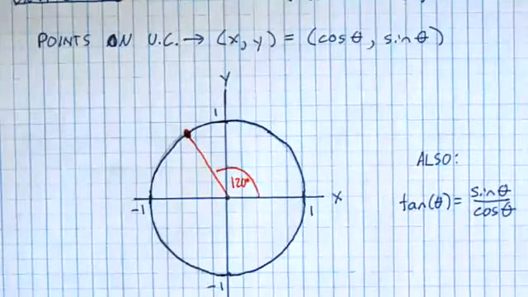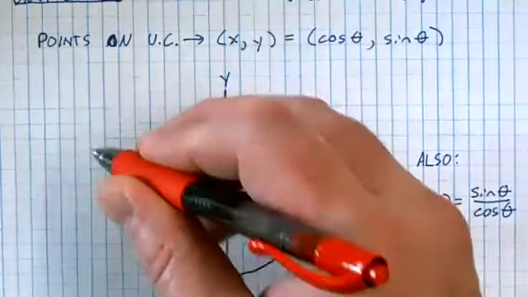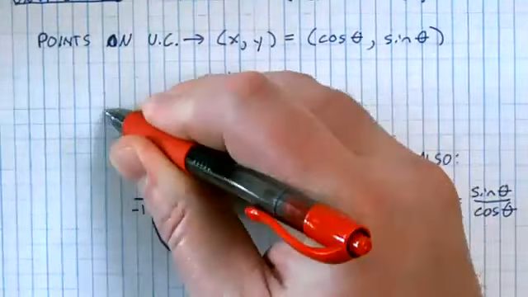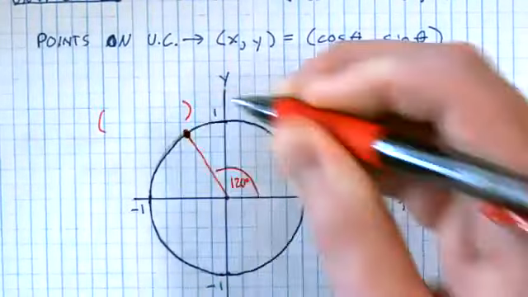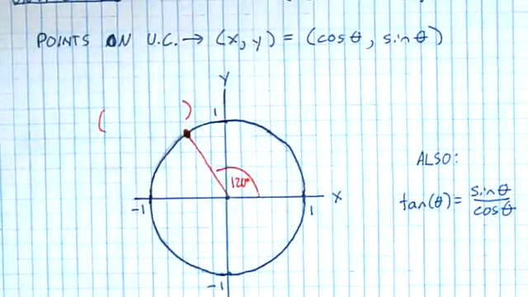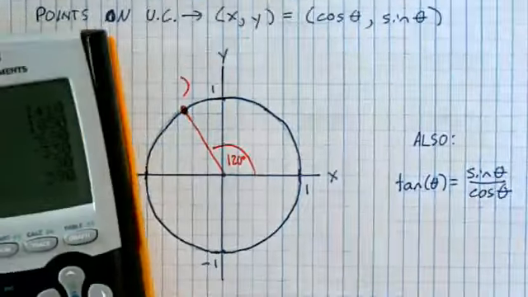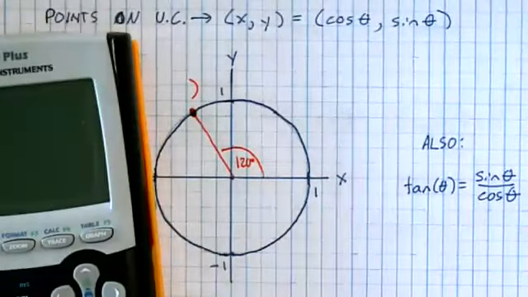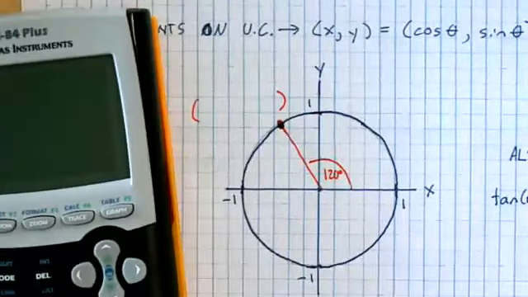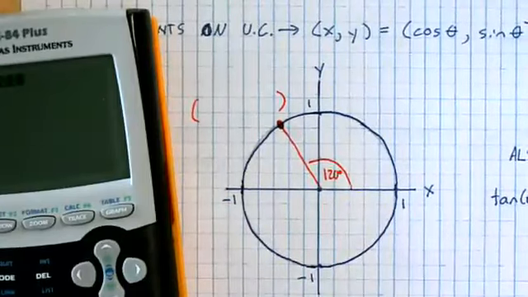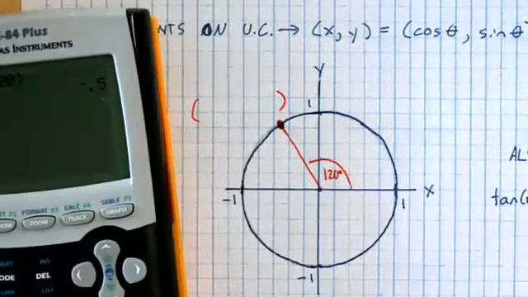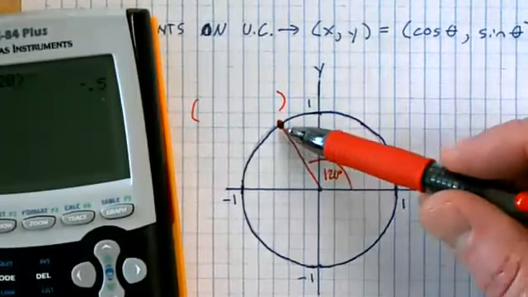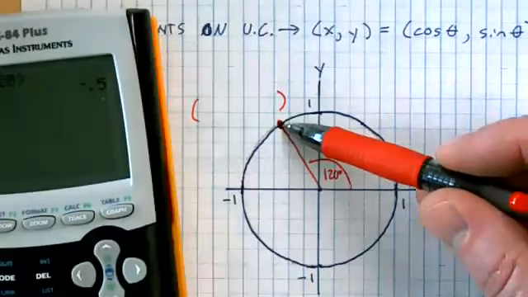You guys have your calculators with you? Could you get them out and type into your calculator cosine 120? We are in degree mode. This is degrees. Cosine 120. Negative a half. Negative a half. Look at this point right here. This turned out pretty well, actually.